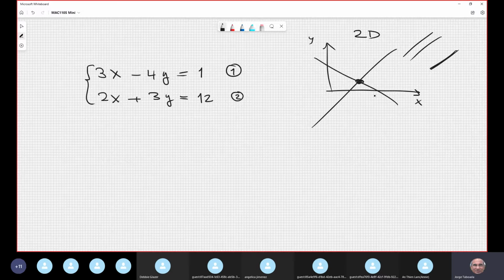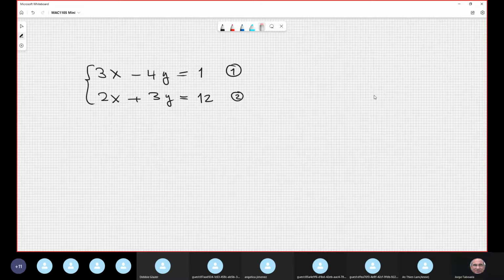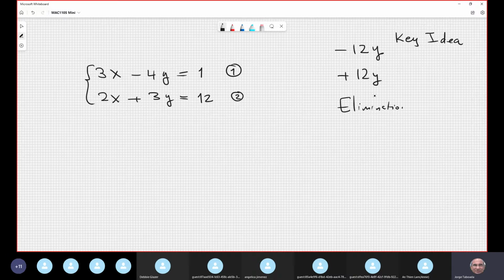But traditionally, the best way of solving this system is using the elimination method. In the elimination method, the key idea is you try somehow to get, for example, one variable you select, negative 12y and positive 12y. So you create something artificially. If you multiply one equation by a number, the equation stays the same. It doesn't change. So suppose I create, this is the key idea, the elimination method.